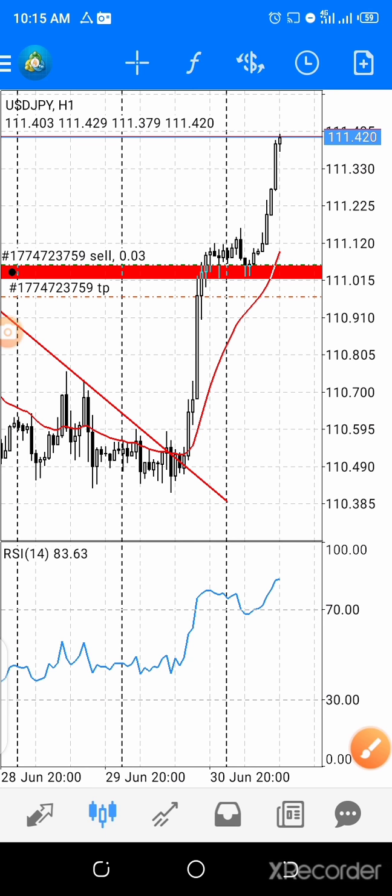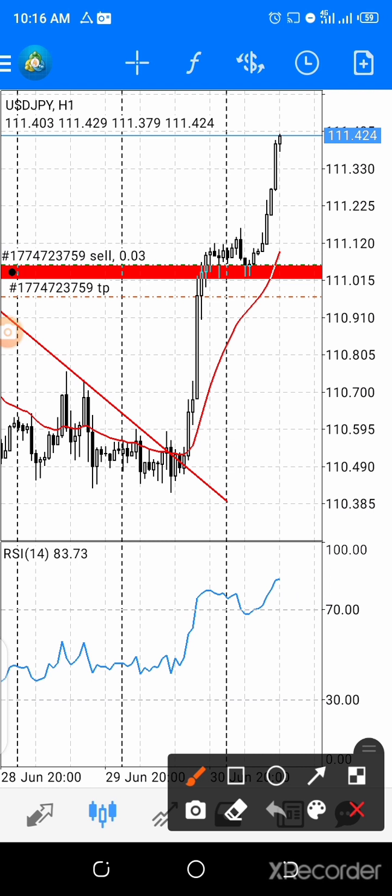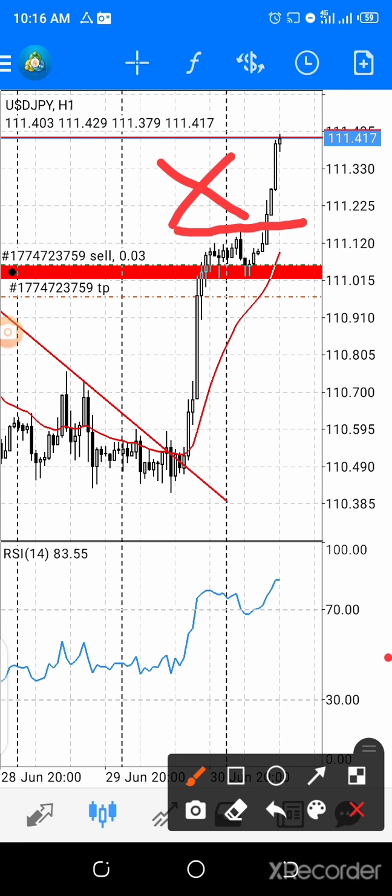Any trade without a stop loss. This was a good candlestick formation, but as long as there was no stop loss here to protect this account, this was a wrong approach to trading. I put down a take profit. I placed a trade, but I didn't have a stop loss. This was wrong. Completely wrong.